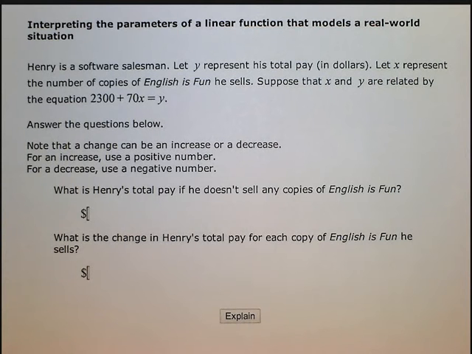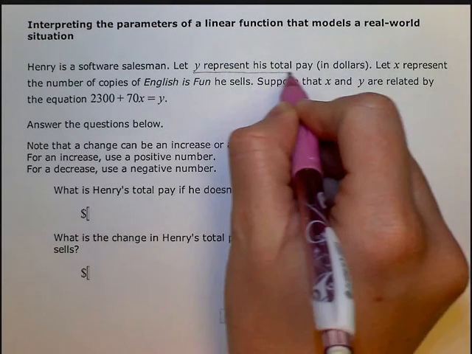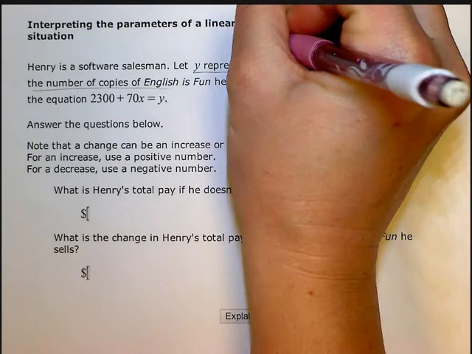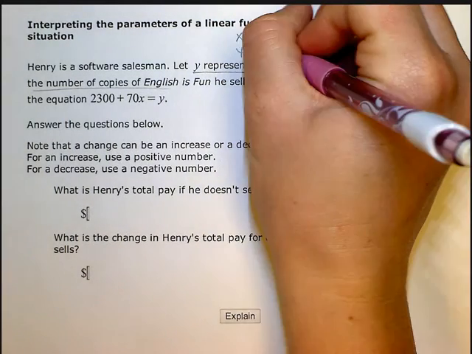Now, first of all, we need to know what x and y represent. They say it right here, but I'm going to go ahead and write it to help myself out. So x is the number of copies of the book, and y is his total pay in dollars.